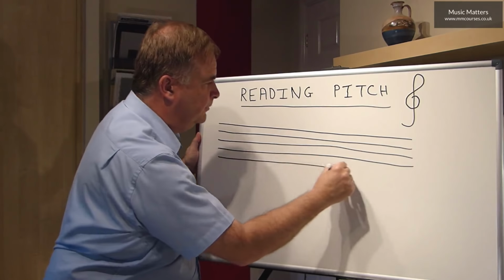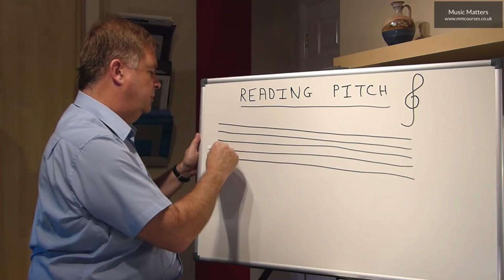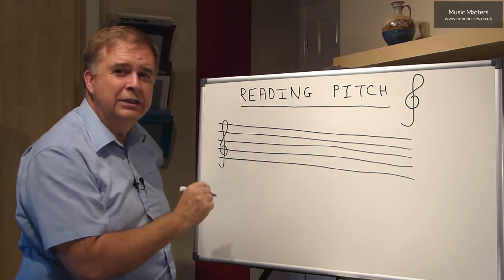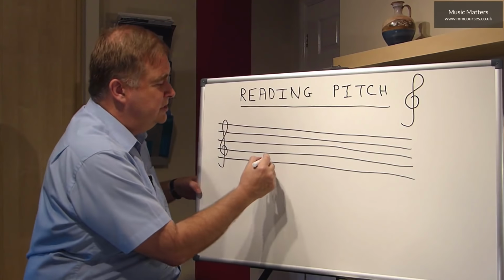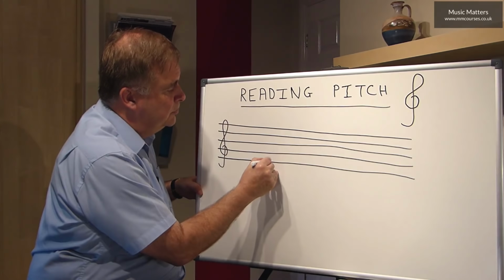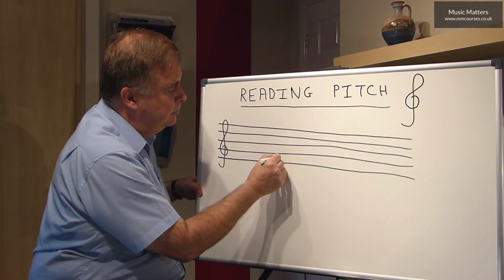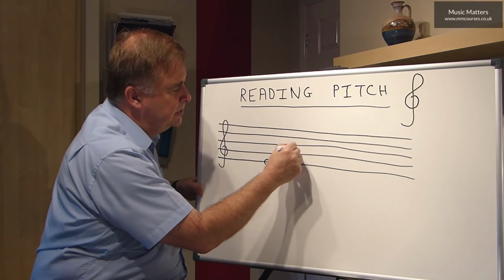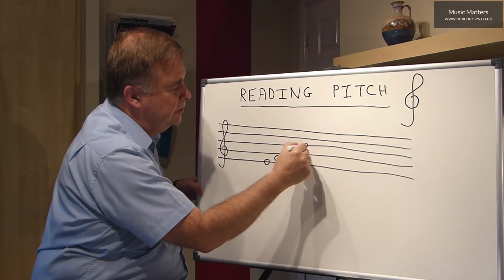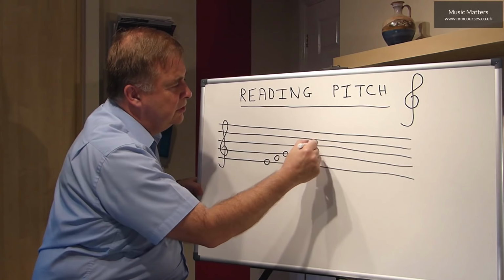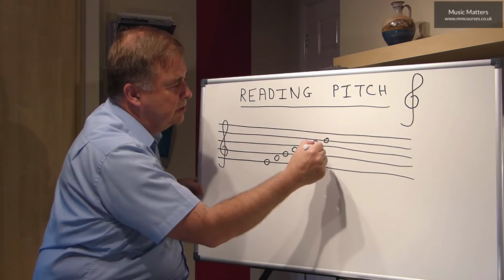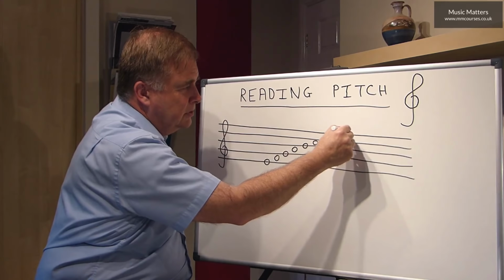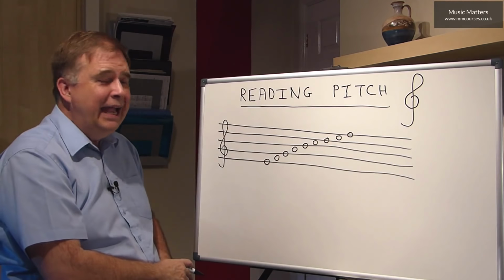So here's the stave, and here is our treble clef. And I'm going to put the lines and the spaces together now, because you'll notice if we just want to go one step at a time, I can start on the bottom line, move up a step to the bottom space, up a step to the second line, up a step to the second space, up a step to the third line, up a step to the third space, up a step to the fourth line, up a step to the fourth space, and up a step to the fifth line. So that puts together everything we've just done.